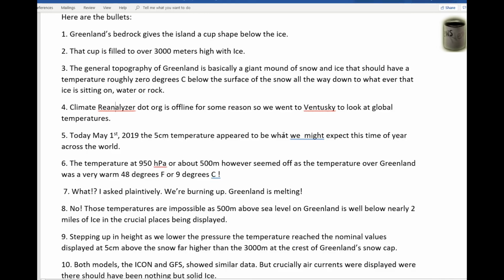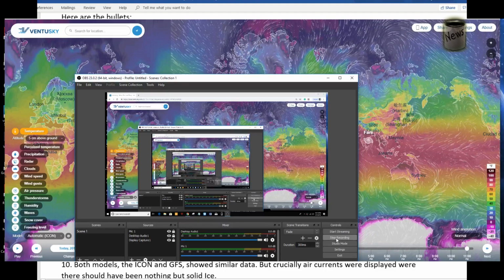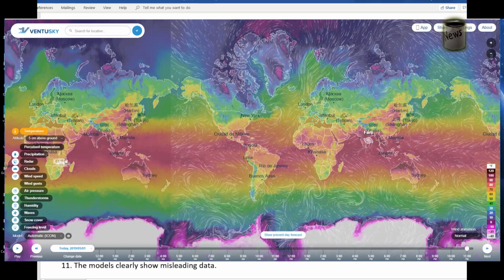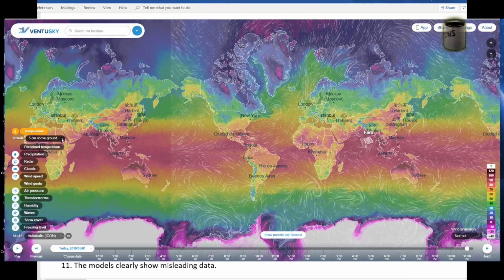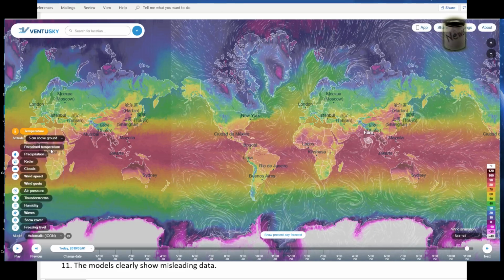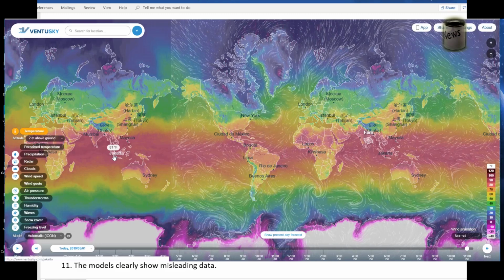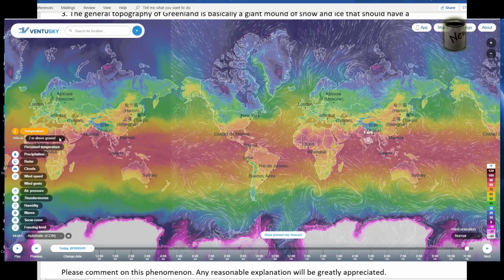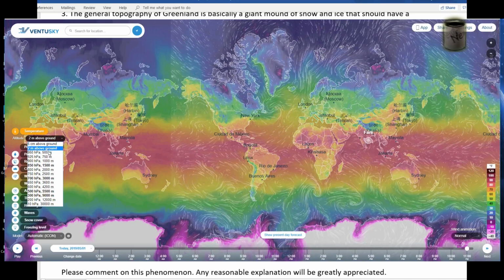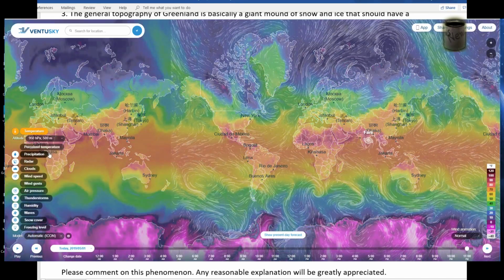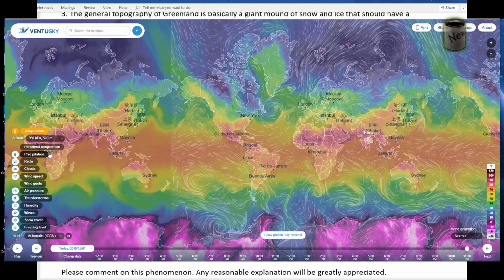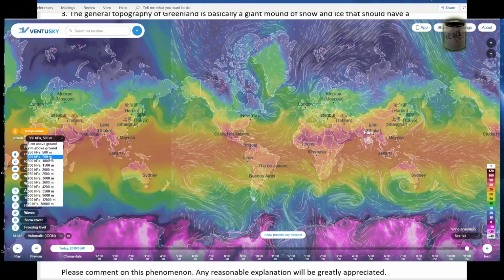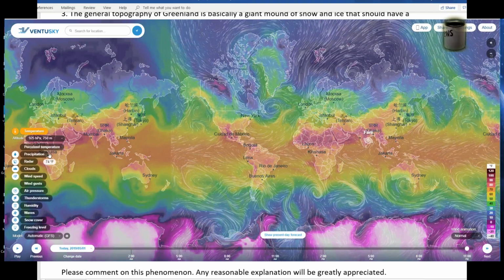4. ClimateReanalyzer.org is offline for some reason, so we went to VentureSky to look at global temperatures. 5. Today, May 1st, 2019, the 5-centimeter temperature appeared to be what we might expect this time of year across the world. 6. The temperature at 950 hectopascals, or about 500 meters in elevation, however, seemed off, as the temperature over Greenland was a very warm 48 degrees Fahrenheit, or about 9 degrees Celsius.